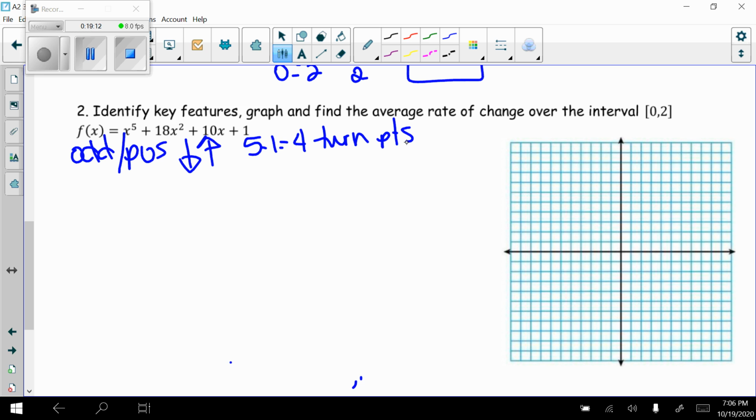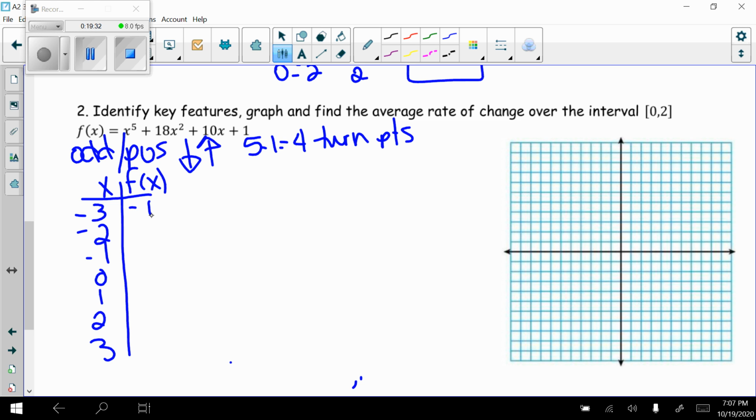We're going to do our table, x and f of x. We're going to do the same numbers, -3, -2, -1, 0, 1, 2, and 3. And again, we're going to type this into our graphing calculator underneath the y equals. And then we're going to go to the table function. And we're going to find out that this is -110. This is 21, 8, 1, 30, 125, and 436.